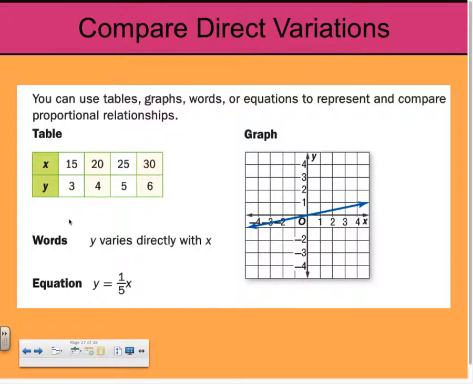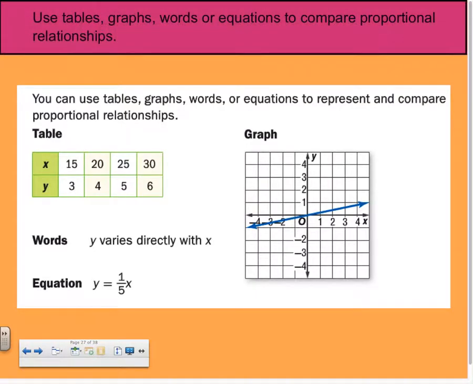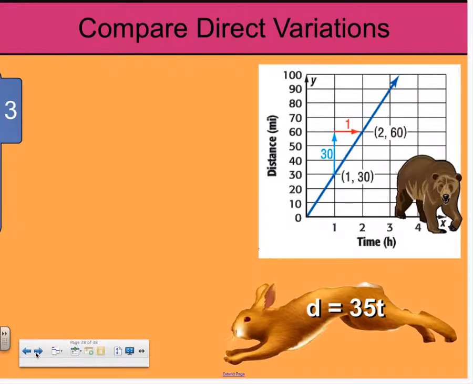So now what are we going to do? Well, now we're going to try and compare direct variations. We're going to use tables, graphs, words, or equations to compare proportional relationships. It's very easy to compare two lines on a graph, right? It's very easy to compare two equations, but can you compare an equation to a graph? Are you able to compare a word problem to a table? This is a little bit more of a challenge. So let's try that now.